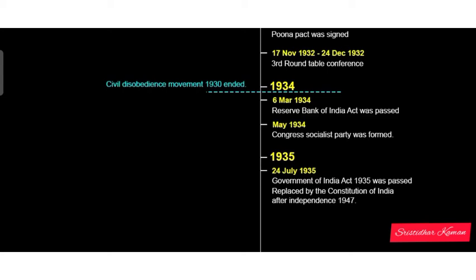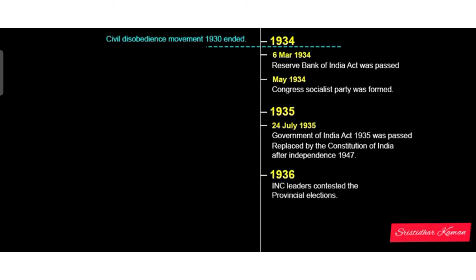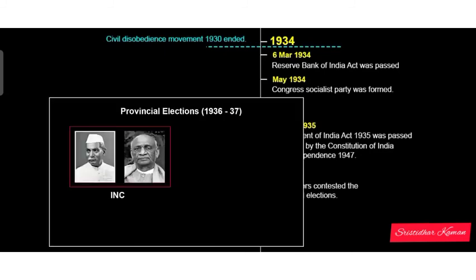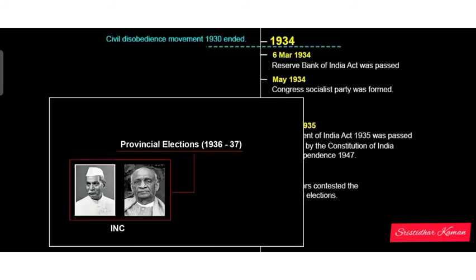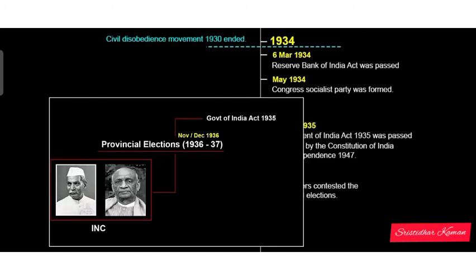In 1936, the majority of the Congress leaders, led by Rajendra Prasad and Vallabhbhai Patel, with the blessing of Gandhi, decided to contest the provincial elections under the new Act of 1935. As per the Government of India Act 1935, it introduced direct elections in India for the first time. So provincial elections were held in British India in the winter of 1936.